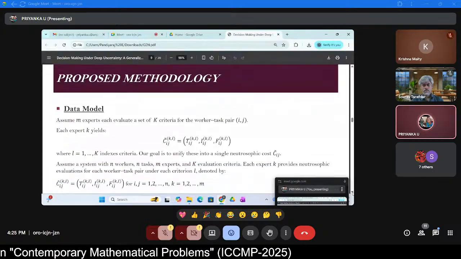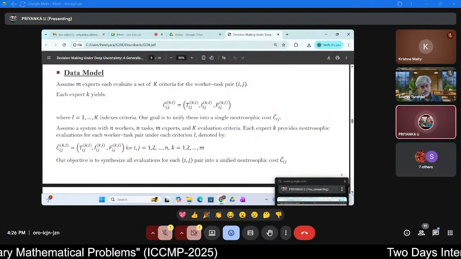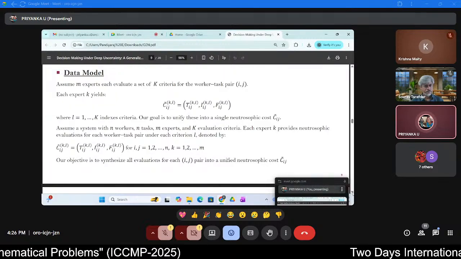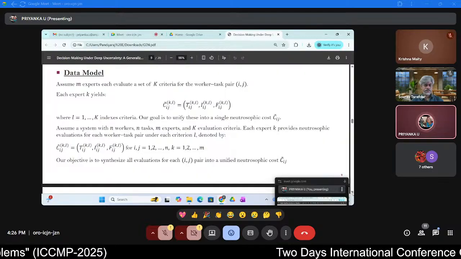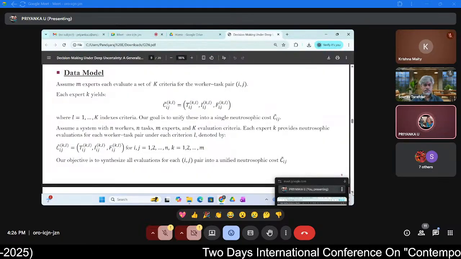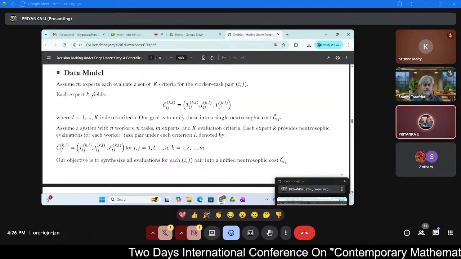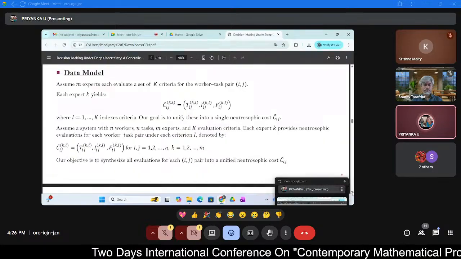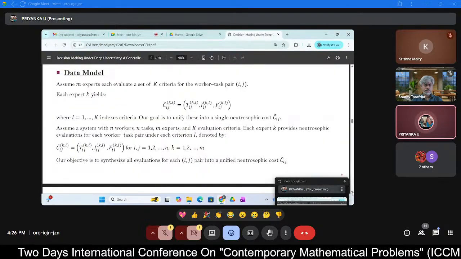Proposed methodology. Data model. Assume M experts each evaluate a set of K criteria for the worker-task pair ij. Each expert k yields Cij^(kl) equal to (Tij^(kl), Iij^(kl), Fij^(kl)), where l equals 1 to K indexes criteria. The goal is to unify these into a single neutrosophic cost. Assume a set with N workers, N tasks, M experts, and K evaluation criteria.